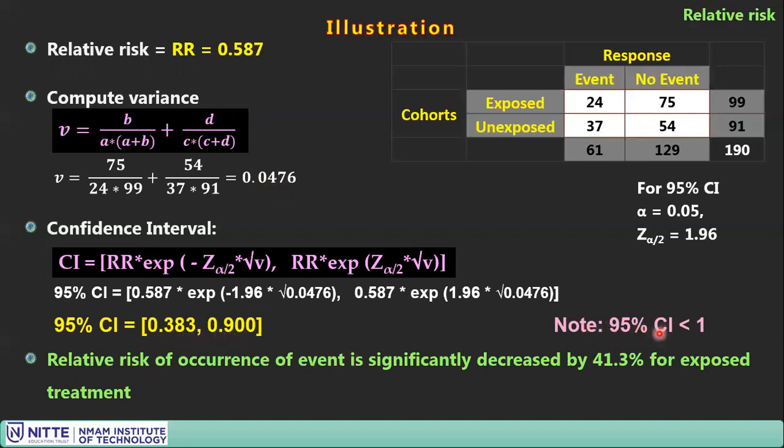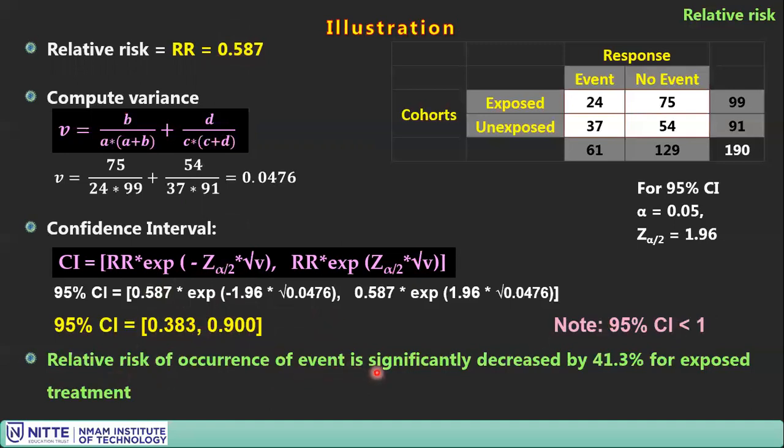So note this one, very important. The 95% confidence interval does not include 1. It is less than 1. The whole range is on the lower side, less than 1, and RR is within this range. Obviously your RR will always be within this range, it won't go beyond this range. Now what does this less than 1 mean?